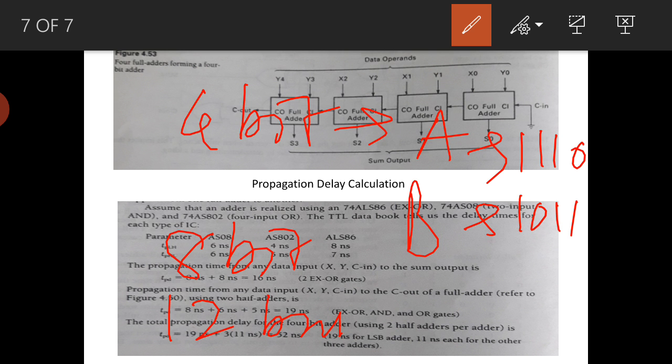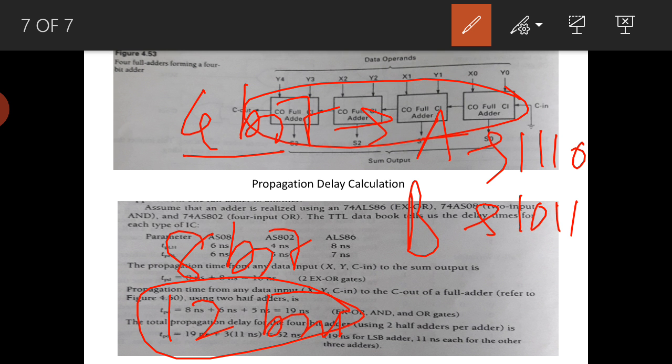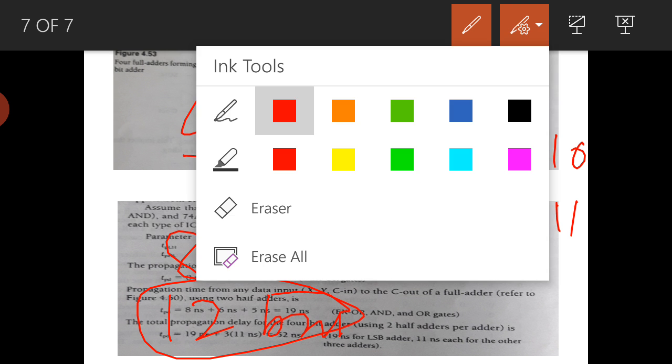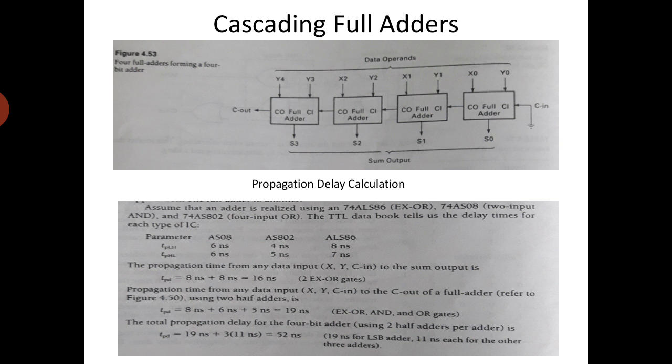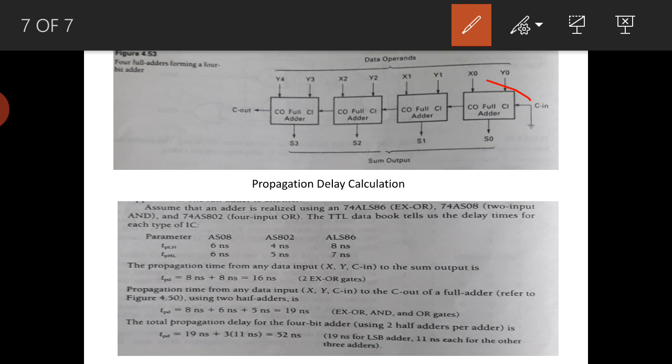So how many full adders are there? If it is 4-bit, 4 full adders. If it is 8-bit, 8 full adders. If it is 12-bit, 12 full adders. So we can build it by using the full adder circuit. Okay, so this is what we call the cascaded full adder circuit. How we can realize the 4-bit adder using full adders.